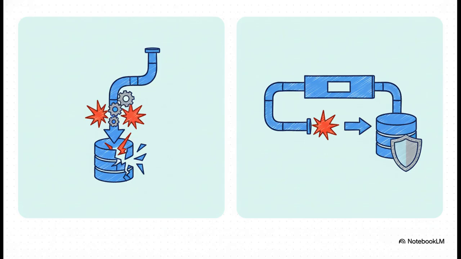Think of it like this. It sends the command template, the instructions, to the database first. Then, separately, it sends the user's data. The database is never confused. It knows this is the command and this is the data, and it never mixes them up. The attacker's trick just doesn't work.